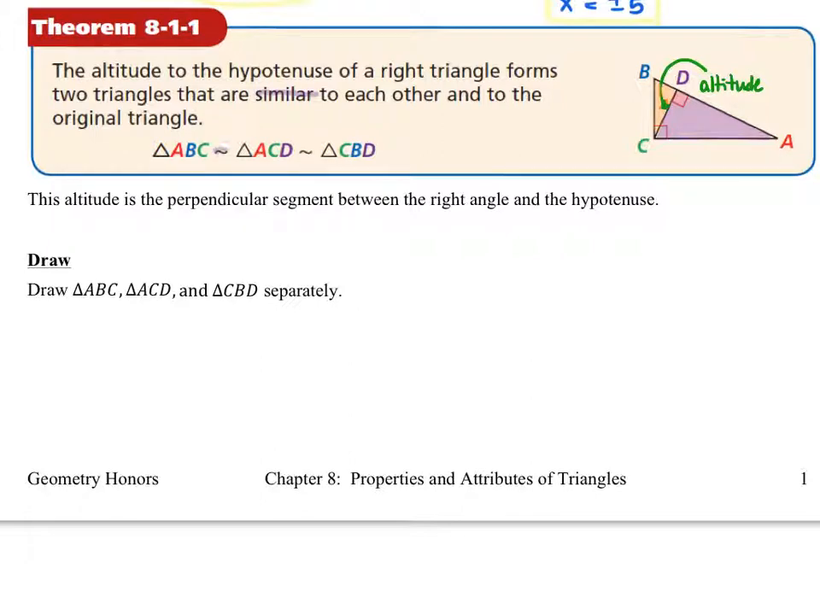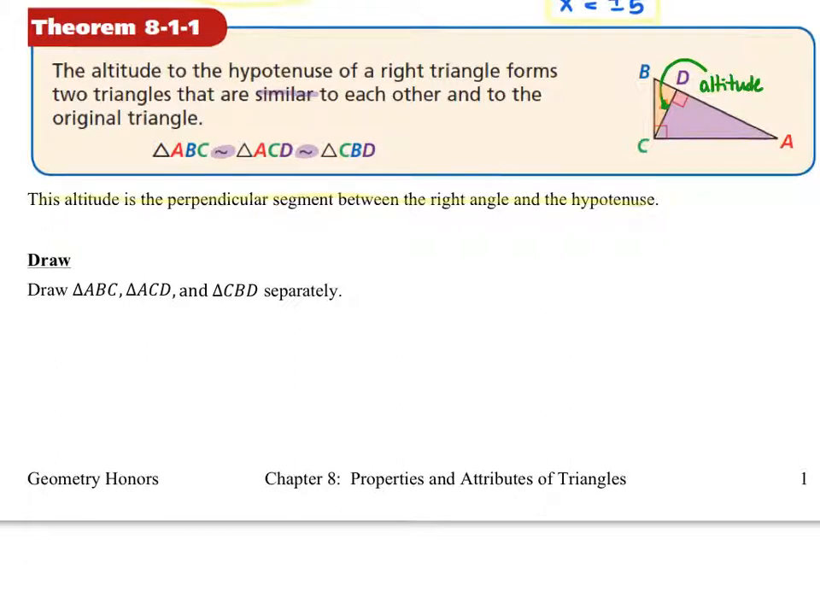So that means that all 3 of these triangles are similar to one another, meaning the corresponding angles are congruent, and the side lengths are all proportional. So we have a lot of power when we understand that, because we can use that to solve different problems. Again, the altitude is the perpendicular segment between the right angle and the hypotenuse.